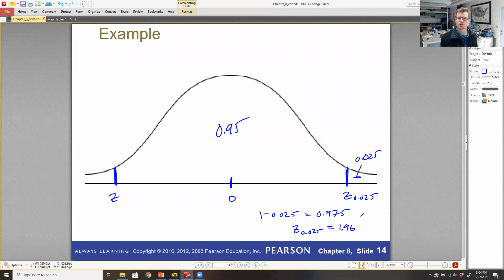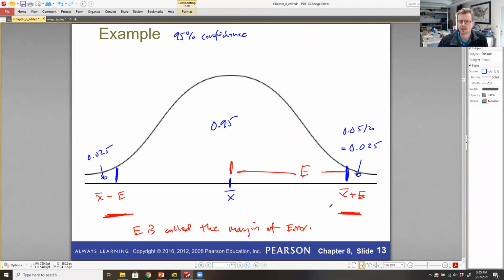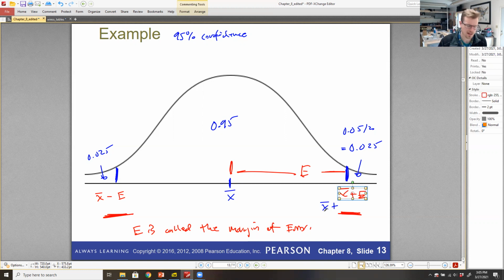So we said about 2 standard deviations, or we said within 2 standard deviations is about 95%. So the reality is if we want exactly 95%, it's 1.96, not 2. So we go back to here, and we say that this is x bar plus, actually, let's leave that there, I guess. So x bar plus our error. And what is our error?